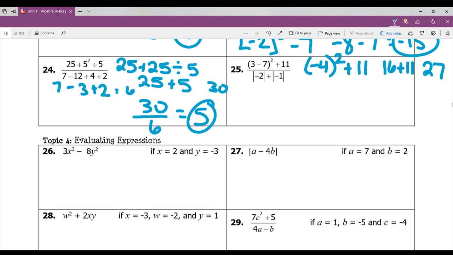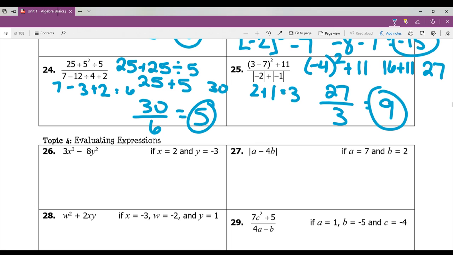On the bottom, absolute value of negative 2 is 2. Absolute value of negative 1 is 1. So I got 3 on the bottom. 27 on top, 3 on the bottom. I end up getting 9.